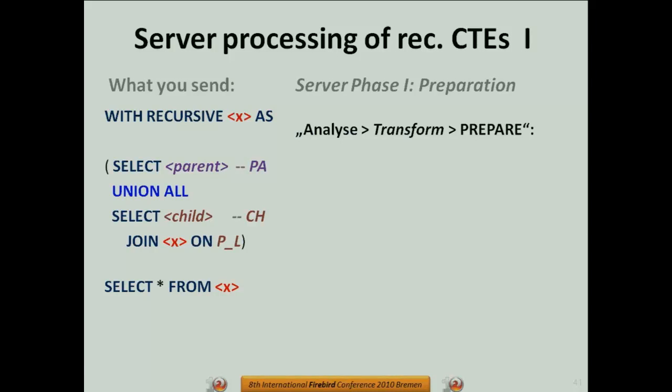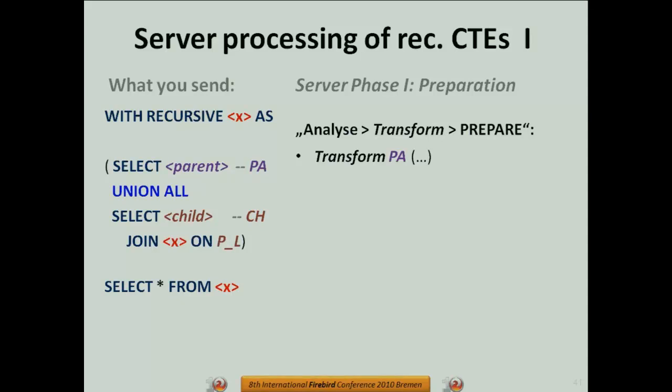Introduced by this keyword recursive, the server knows that it has to do some preparation or pre-processing on the actual statement before it can execute it. So it's actually a three-phase process. It's analyze, transform, then prepare before it actually gets executed. So first thing that will happen is, I did this a bit symbolically here, PA is the parent select and CH is the child select.